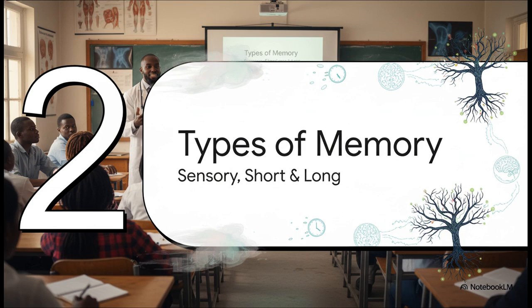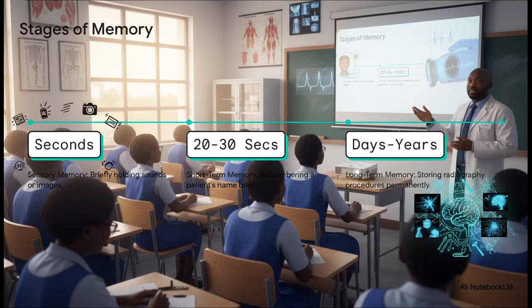Moving on to section 2, the 3 types of memory. Now that we know how the info gets in there, let me tell you, not all memories stick around for the same amount of time. Memory fundamentally moves across time. First up, we have sensory memory, which basically holds sensory inputs for just a few fleeting seconds. Think of briefly remembering the beep of a machine or a quick flash of an image on a screen.